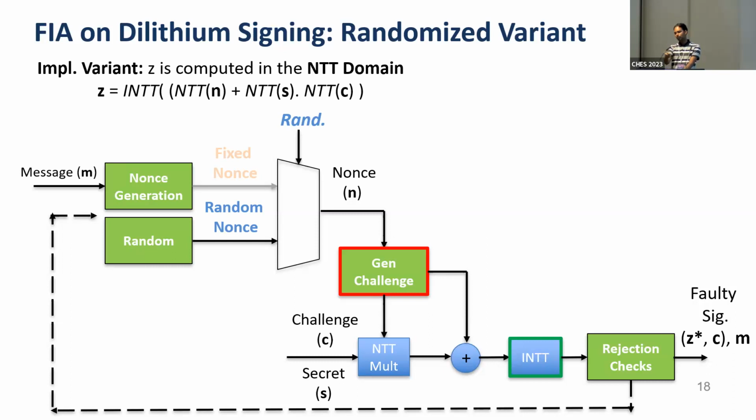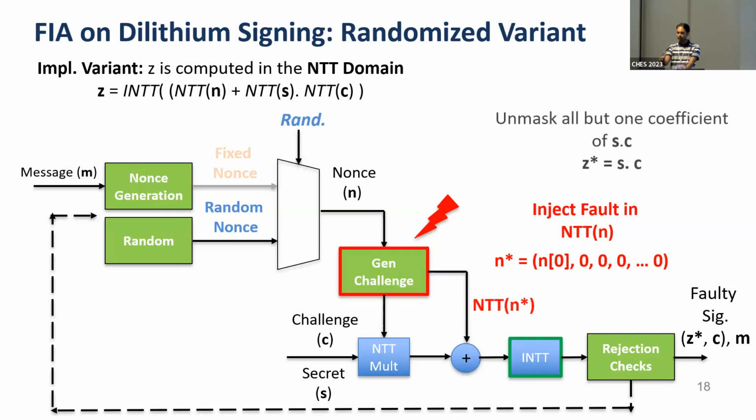So it's definitely interesting for a designer to go for this approach to calculate the signature component. If Dilithium is implemented in this way, the attacker can target the NTT on the nonce itself, which results in a very low entropy nonce. And obviously, using a nonce with very low entropy unmasks the coefficients of S times C, where S is the secret and C is the challenge. This again can lead to easy key recovery through Gaussian elimination with just a single fault. So this is our attack on the randomized variant.